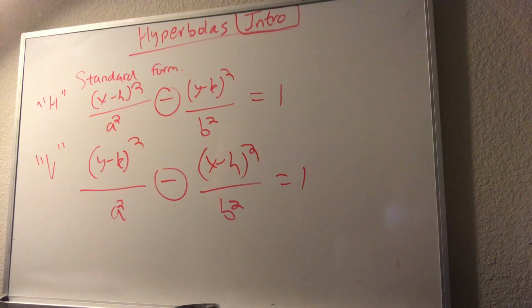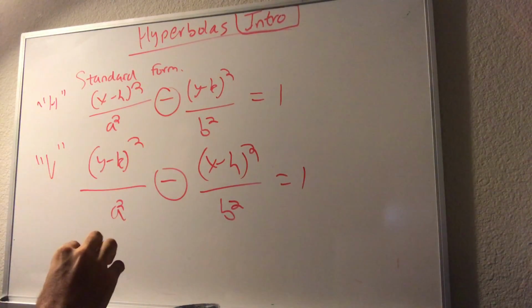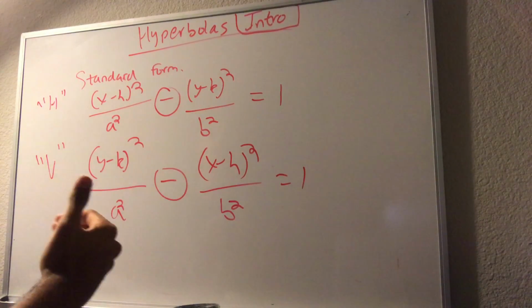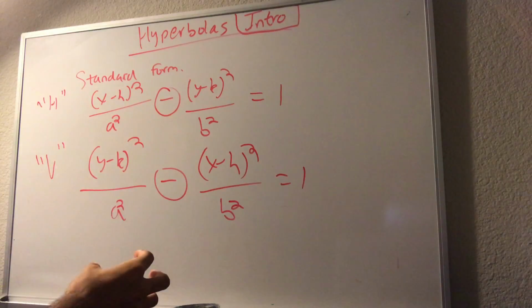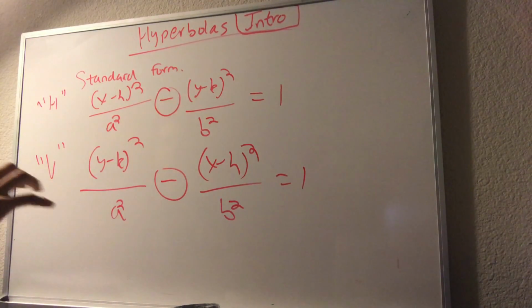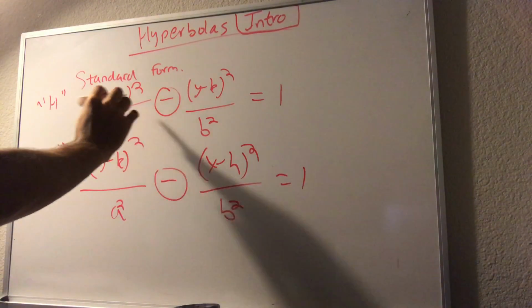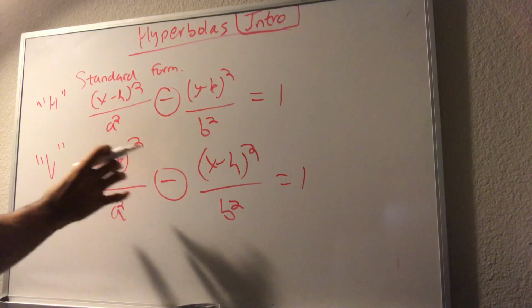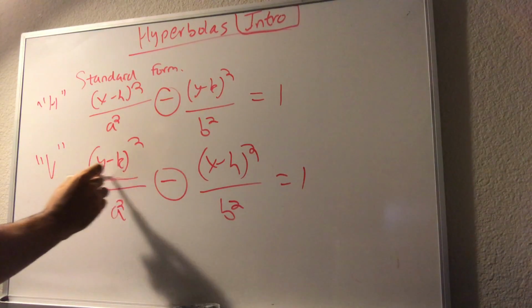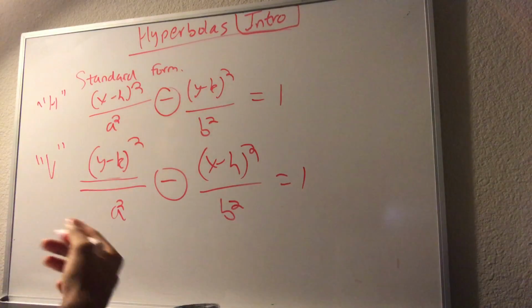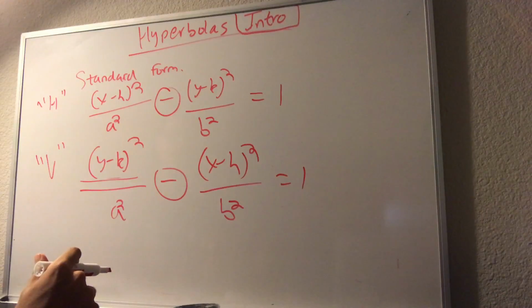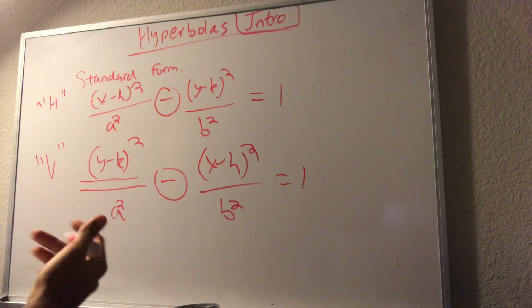But here we're not looking at that. With a squared and b squared, we don't say that a is greater than b or b is greater than a. There's no rule that states that. Rather, we're looking at how it's positioned. When I say positioned, I mean that the x minus h squared divided by a squared here is first. Here, y minus k squared is first. If you see the y minus k squared first, then know that it's a vertical hyperbola. If you see the x minus h squared first, then know that it's a horizontal hyperbola.